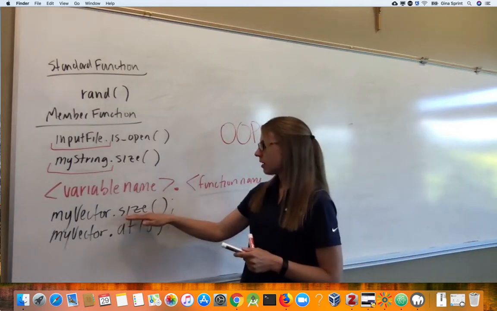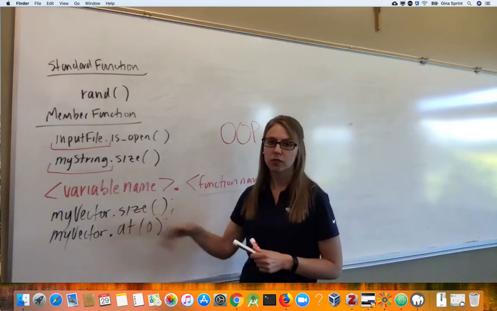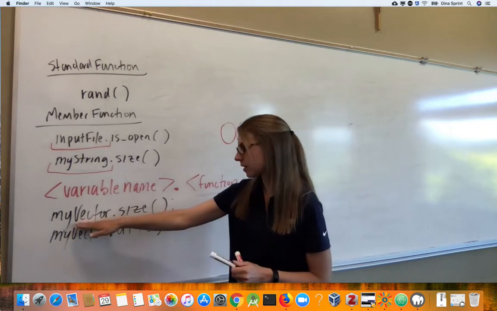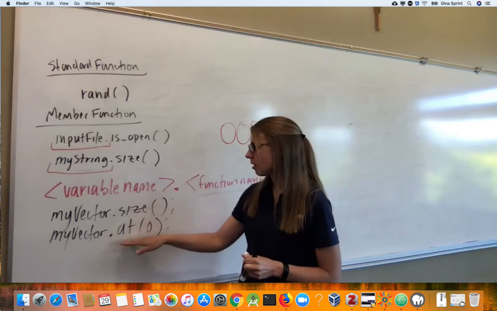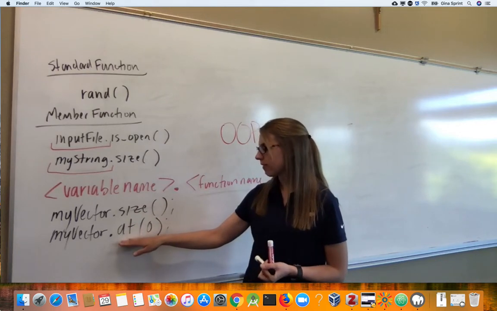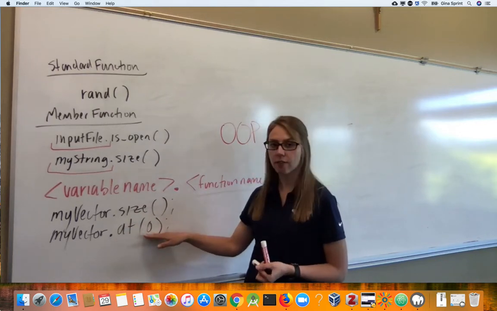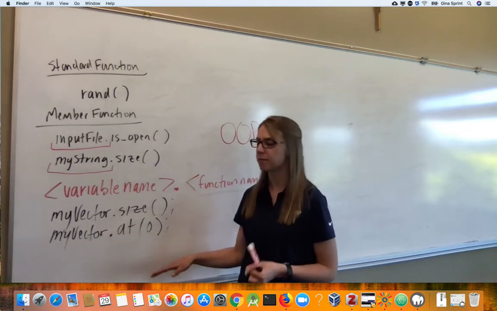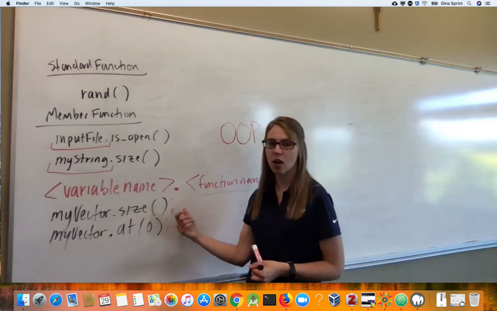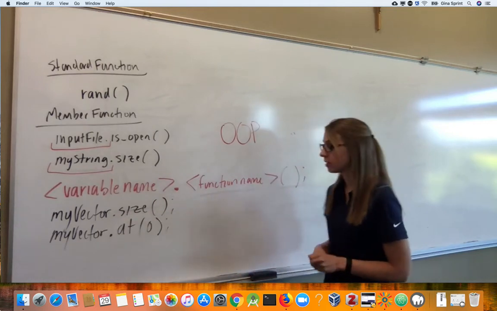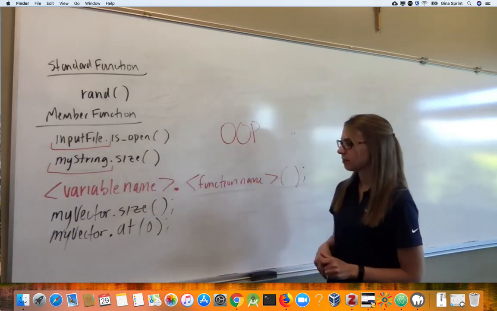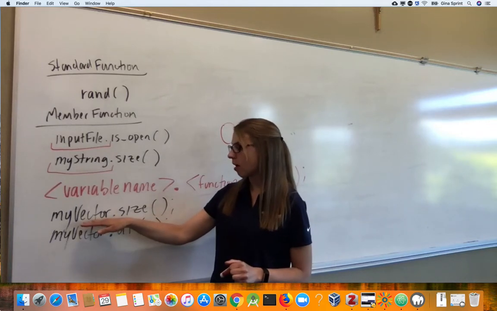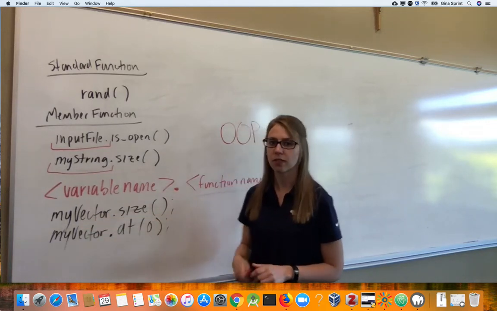So the size member function knows which vector to return the size of because this vector is the one invoking it. The at member function knows which vector to get the first element of because this vector, myVector, is invoking it. That's what this variable name dot in front of the function does. Essentially, it says this function is going to operate on this vector or this variable.